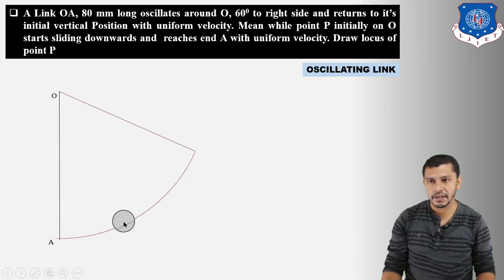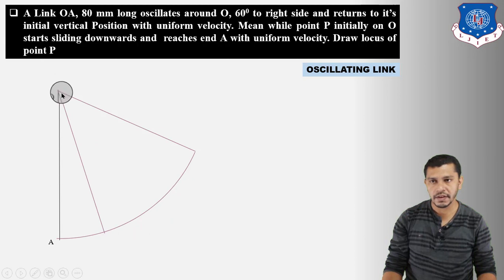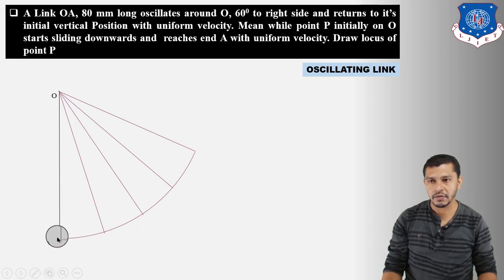So now divide this 60 degree angle into 4 equal parts. The angle of each division is 15 degrees. And we have to find out the locus of point A. So this will be the initial position. So this will be A1, A2, A3, A4. Then after, point A comes to its initial position.